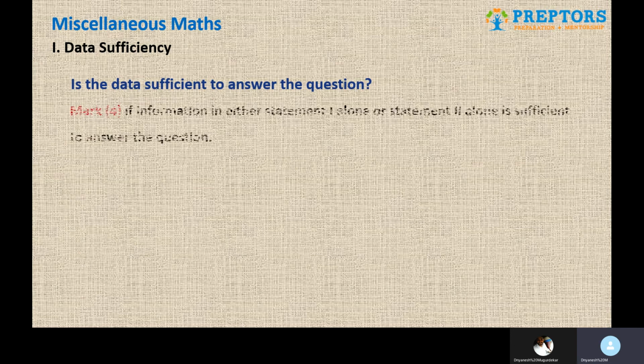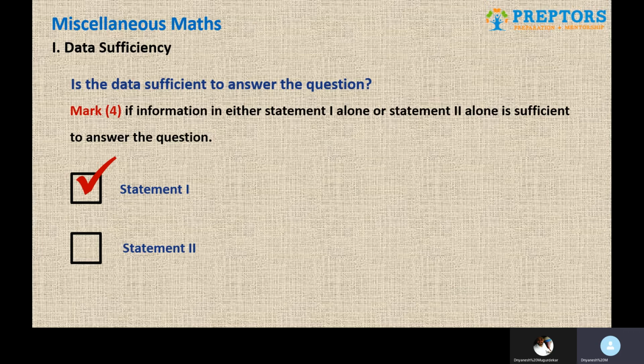We'll mark 4. Interesting. Either 1 alone or 2 alone is sufficient to answer. So both are individually going to give you the answer. 1 alone gives you the answer, 2 alone also gives you the answer. Then you will mark 4.